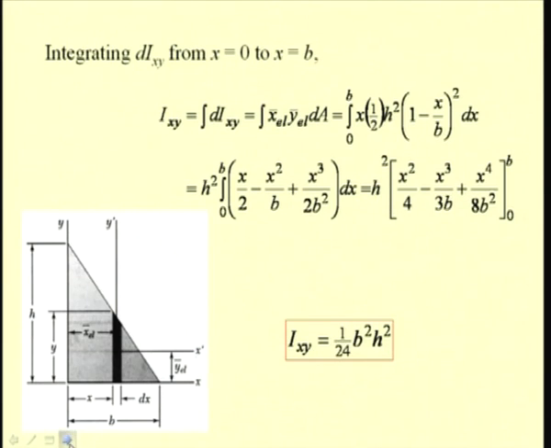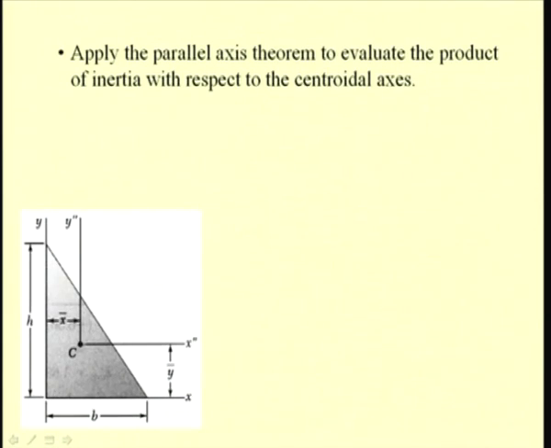Now, we can move to determine the product of inertia with respect to the centroidal axis. We know the location of the centroid of this triangle, and now we want to determine the product of inertia with respect to an axis x double prime y double prime passing through the centroid C. We know these values, that is the distance of this y double prime axis is 1/3 base, and this is again 1/3 of h. These are available as standard values, or one can find it by the first moments of this area.